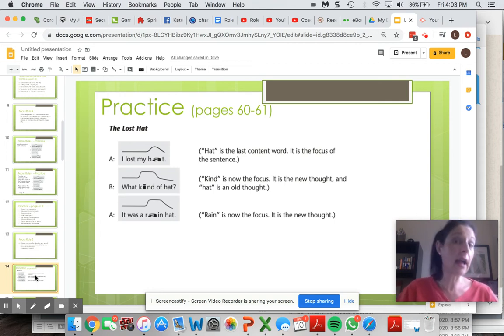Next, what kind of hat? Hat is no longer my focus now. Kind is my focus. My pitch change and my long, clear vowel is on kind. What kind of hat? Hat is old. The new thought, the new focus is kind. Next, it was a rain hat. Rain is now the new focus. I want to know what kind of hat, and the listener or the speaker responds, it was a rain hat. Hat is still old. Rain is the new focus of the word.